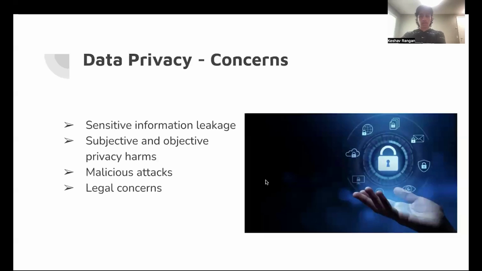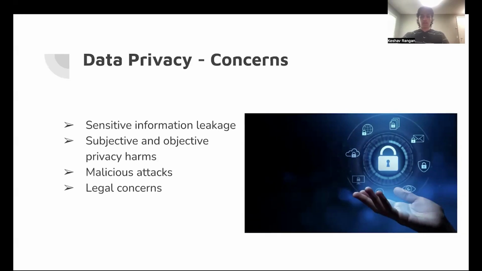There are a number of concerns associated with data privacy in LLMs, most notably leakage of sensitive personally identifiable information, or PII. As LLM outputs are based on the data used to train them, pre-trained models such as ChatGPT can retain or memorize personal data and return it in outputs when presented with the right context. When PII is leaked, a person's personally identifiable information may be used against them. We refer to this as an objective privacy harm.